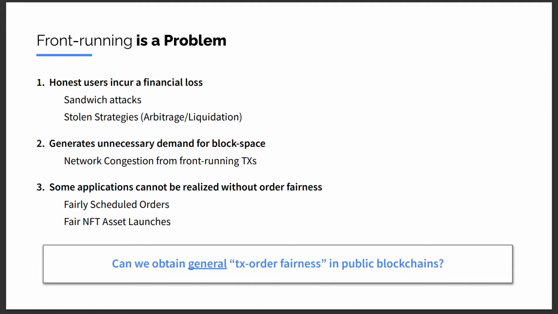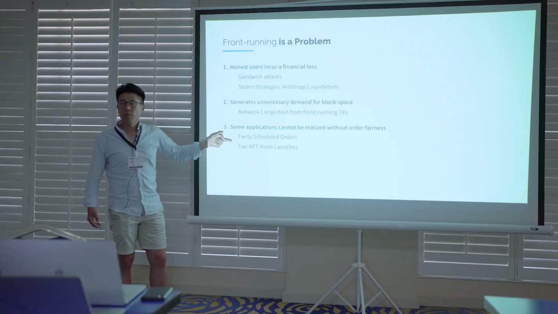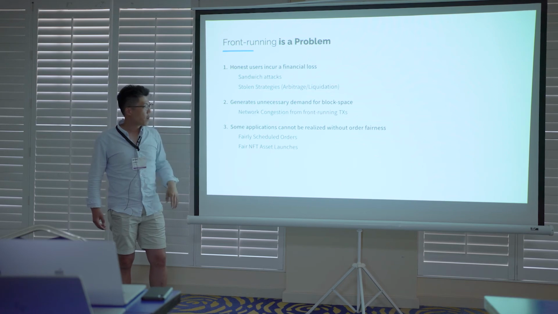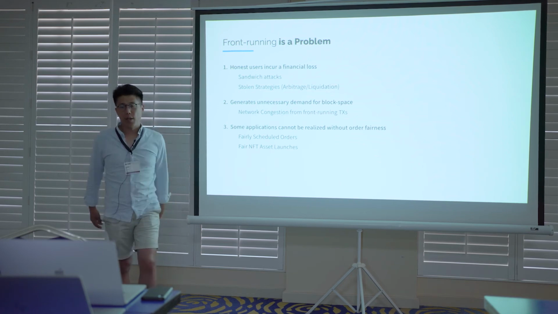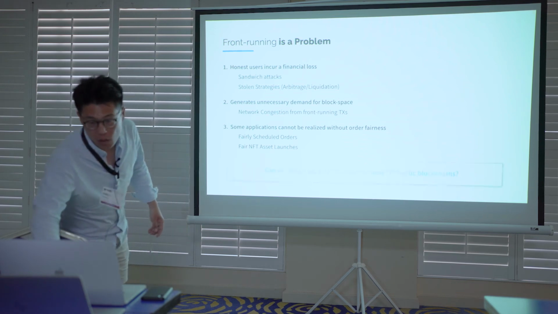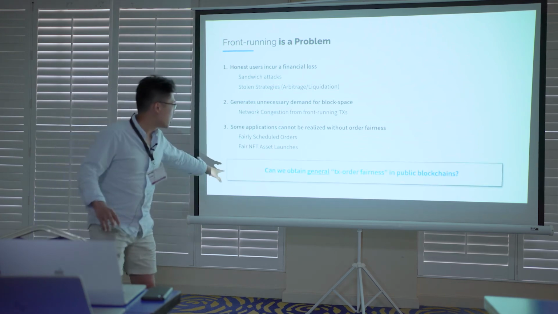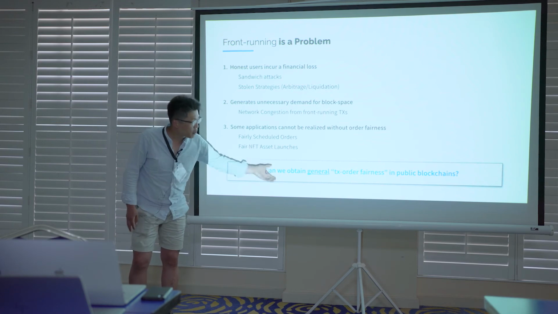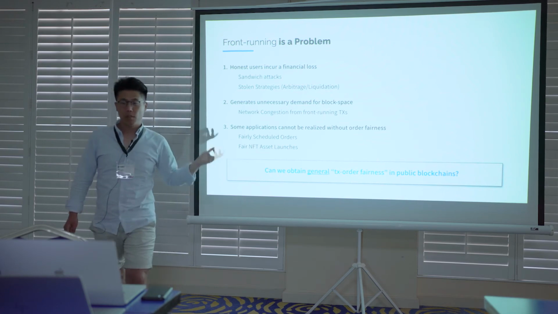And thirdly, we also argue there exist applications that simply cannot be realized without order fairness. One example we'll show are fairly scheduled orders in AMMs, and another one could be fairly issued NFT assets, which can be sniped by a front-running miner. So the research question that we try to answer here is, can we obtain general transaction order fairness in public blockchains?